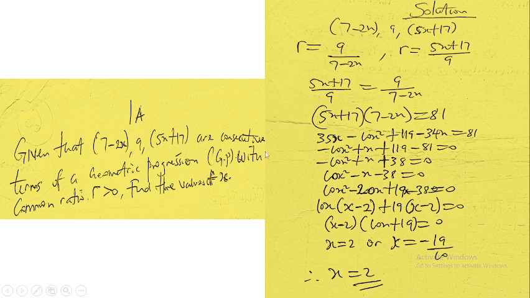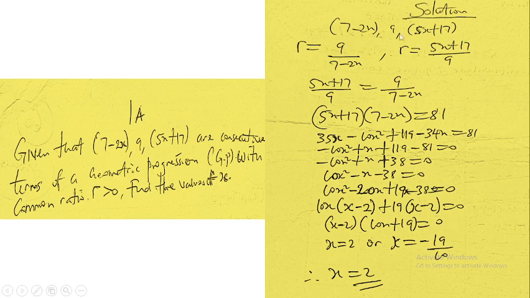When it comes to geometric progression, there should be a constant ratio between two successive terms. This is the first term, this is the second term, this is the third term. So the ratio between the second term and the first term should be equal to the ratio between the third term and the second term. That is how we are going to approach this question.